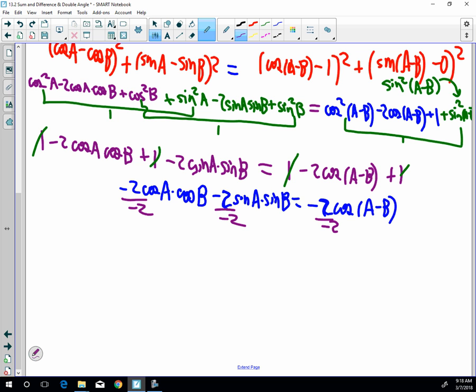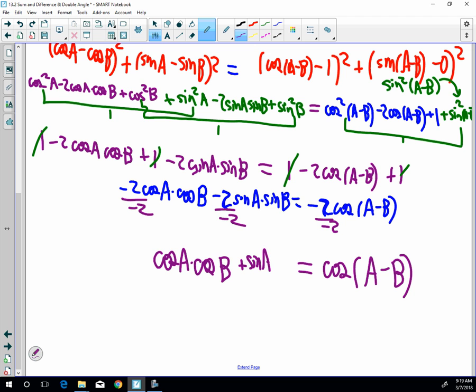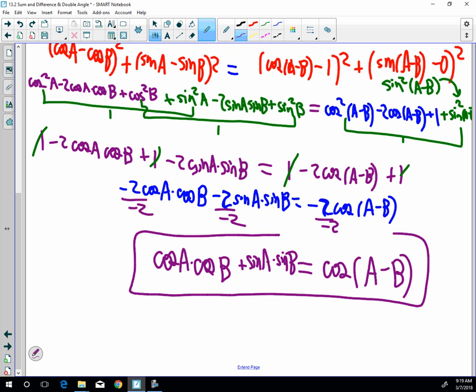Okay, and I know this isn't your favorite thing in the world. I get that. But this is where math gets incredibly powerful. Cosine A cosine B plus sine A sine B. That's the formula for the distance formula, cosine A minus B.